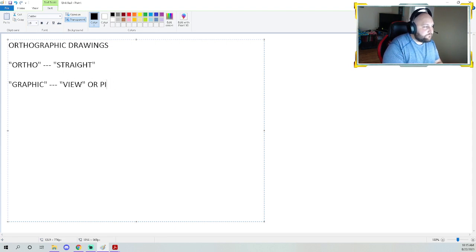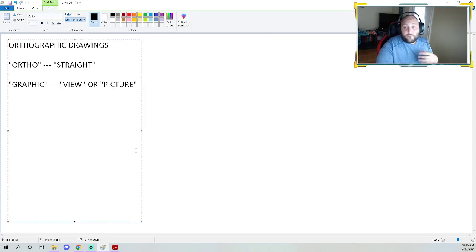So what orthographic actually is, it's a straight picture or a straight view or views. So it's this idea that you are drawing straight lines to represent a real world 3D object in 2D. And what I mean is, all right, so I'm going to go ahead and give you the breakdown of what that looks like.